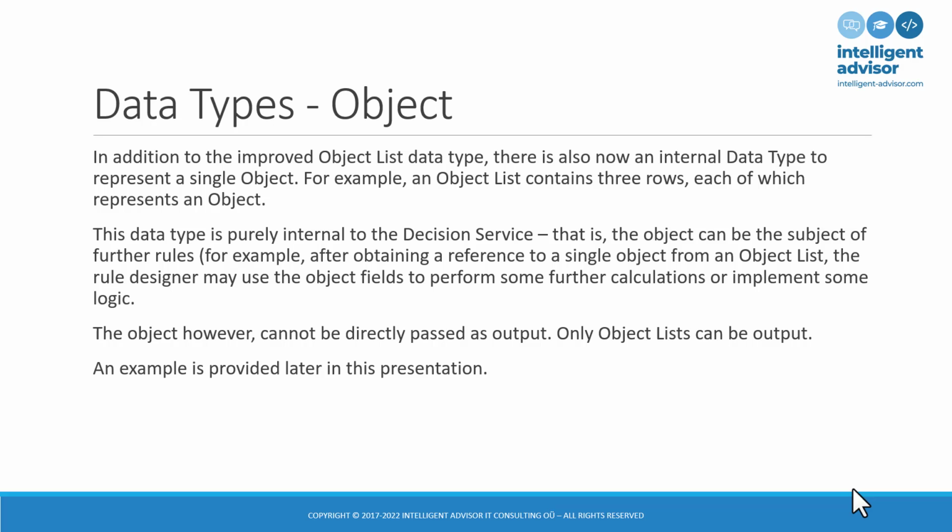Unlike what we just discussed in the previous slide, this data type is purely internal, meaning it cannot be mapped in or out. It can, however, facilitate your rule design by enabling you to identify a row and then perform logic on it, such as making calculations or implementing some kind of rule. But, I repeat, the object cannot be directly passed as an output, so it remains that only object lists can be output. Once again, an example is provided later in this presentation.